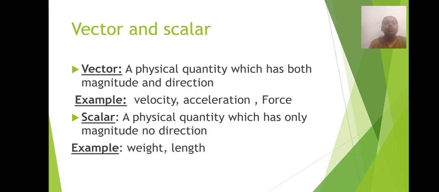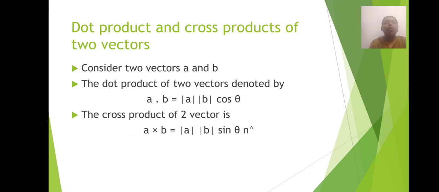Now firstly is vector and a scalar. Vector: a physical quantity which has both magnitude and direction. Examples are velocity, acceleration, force. Scalar: a physical quantity which has only magnitude, no direction. Examples are weight, length. The dot product and cross product of two vectors are represented as follows.